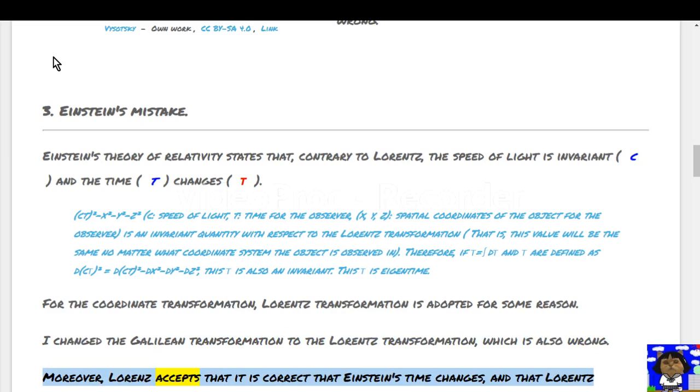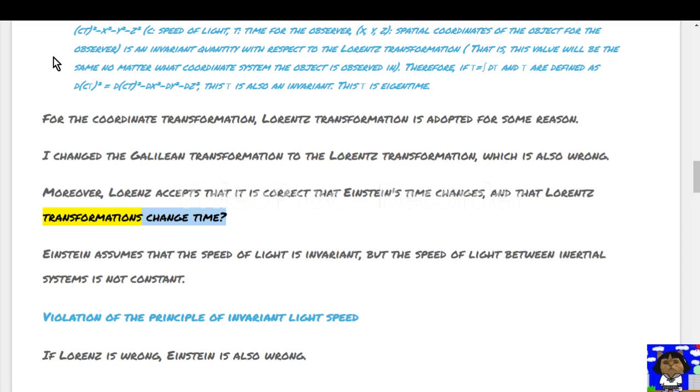Moreover, Lorentz accepts that Einstein's time changes, and that Lorentz transformations change time. Einstein assumes that the speed of light is invariant, but the speed of light between inertial systems is not constant. Violation of the principle of invariant light speed. If Lorentz is wrong, Einstein is also wrong.